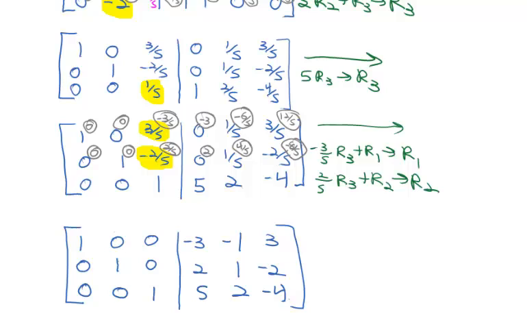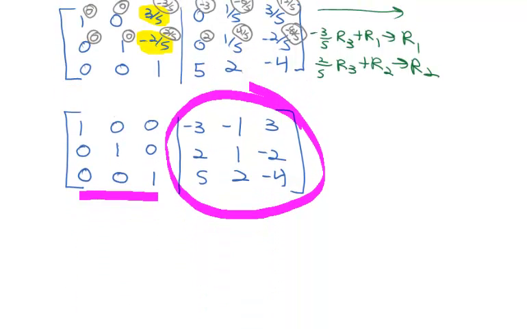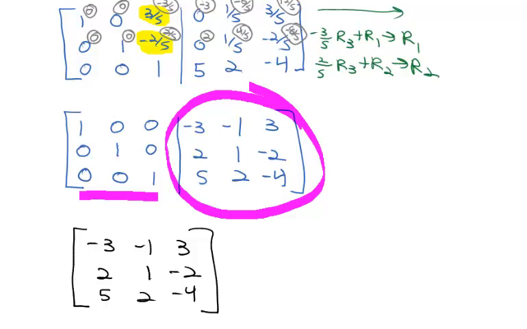And now we're ready to verify our answer, because we have the identity on the left, the inverse must be on the right. So the inverse is negative 3, negative 1, 3, 2, 1, negative 2, and 5, 2, negative 4. And again, we can verify this is the inverse if we were to multiply it by the original problem.